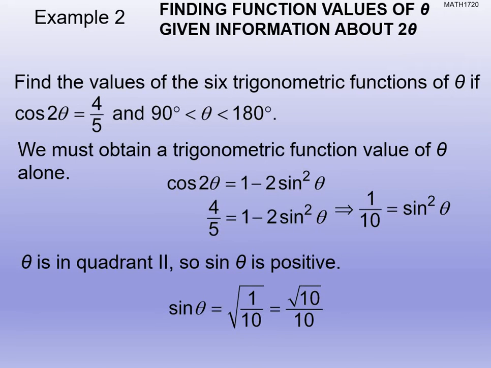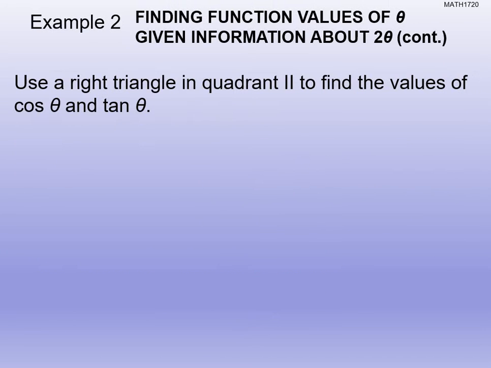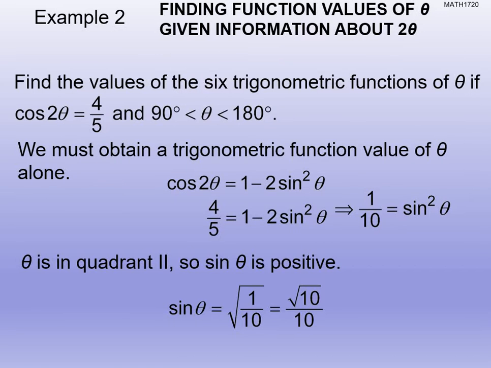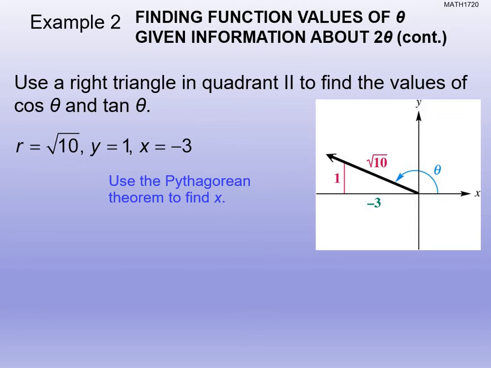If we use 1 over the square root of 10 when we draw the triangle, we don't necessarily need to rationalize the denominator. We always rationalize the denominator for our final answer, so square root of 10 over 10 is what sine of theta is equal to. But we want to use 1 over the square root of 10, before we rationalize it, to actually draw the triangle to get the other values. We use the Pythagorean theorem to find the x value. It ends up being -3.